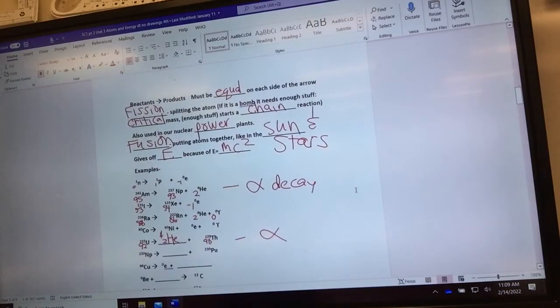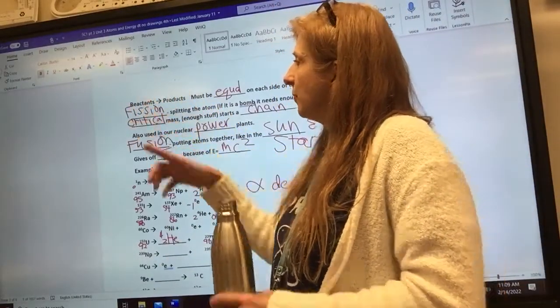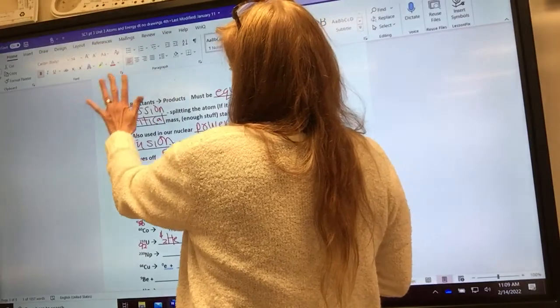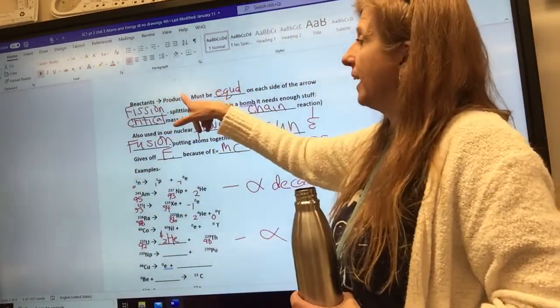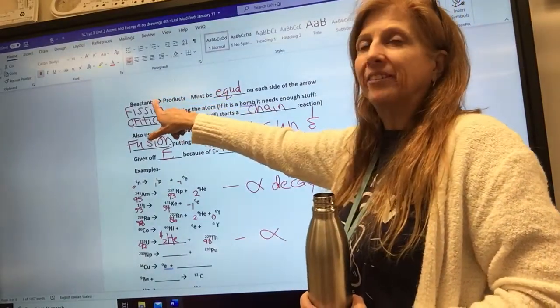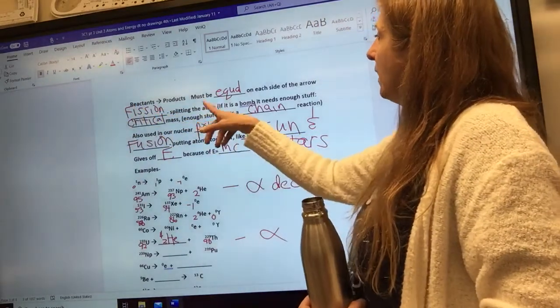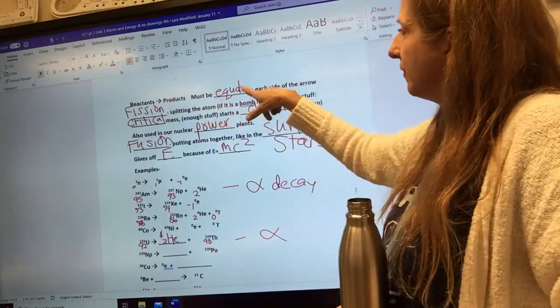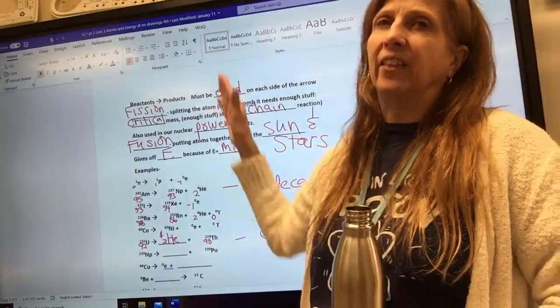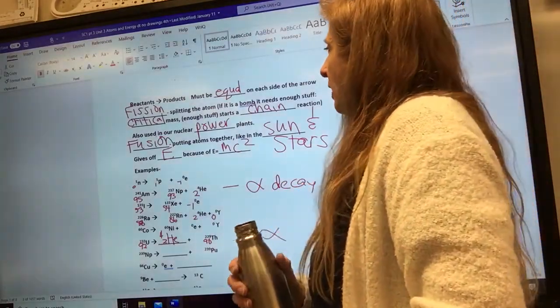Okay. Now, you might already know this from physical science, but when you write an equation, the reactants are over here on this side, on your left-hand side. The products are on your right-hand side, and what separates them is an arrow. Do you remember that from physical science? Okay. And on each side of the arrow, it must be equal. Everything has to be equal on each side of the arrow. So we're going to make numbers equal on each side of our arrow.